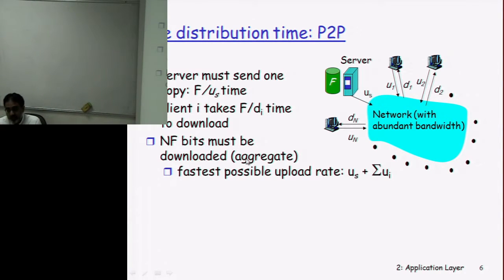Must be downloaded aggregate. This is the total. Okay, fastest possible upload rate, what could it be? The upload rate of the server plus the upload of all the clients, because once the server uploads the first copy, that copy will be downloaded by any one of the peers.